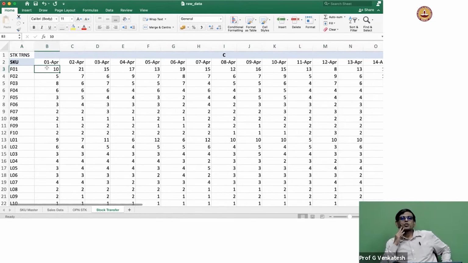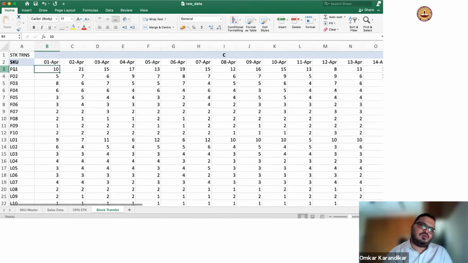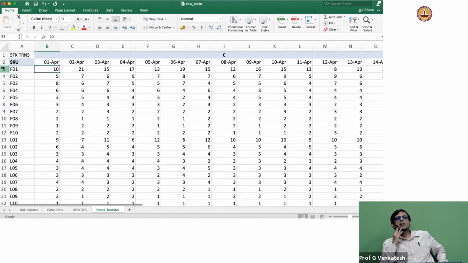So how do I read this? 10 items moved from Hyderabad to Cochin on the 1st of April for F01. Correct. And on the 2nd of April, for F01, 21 items moved. That's right.